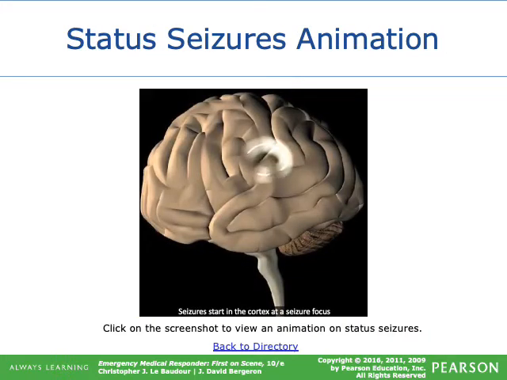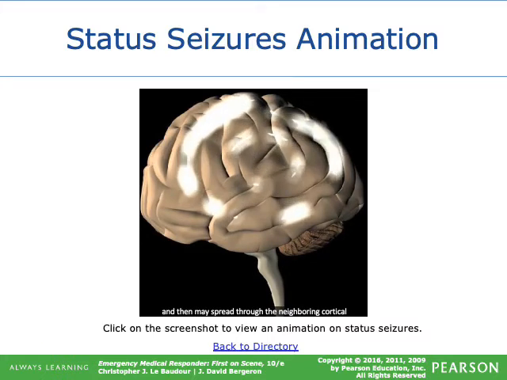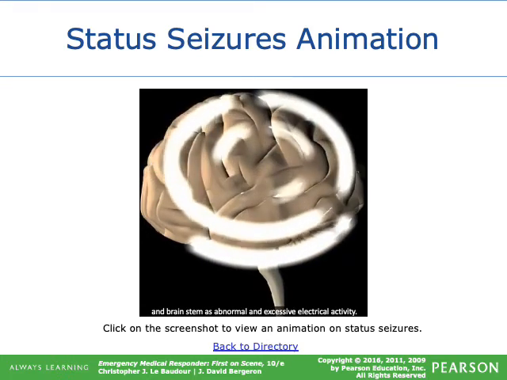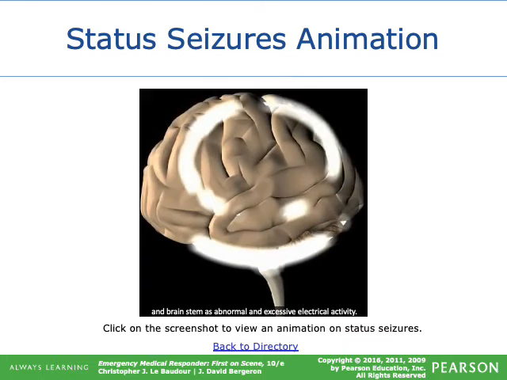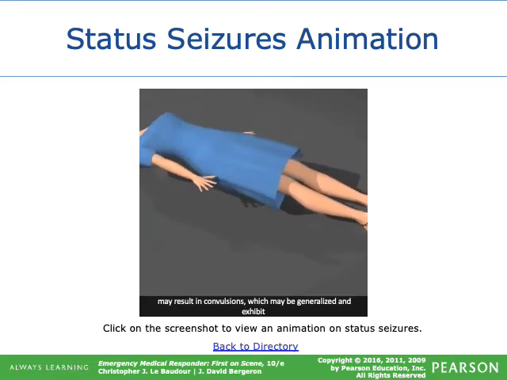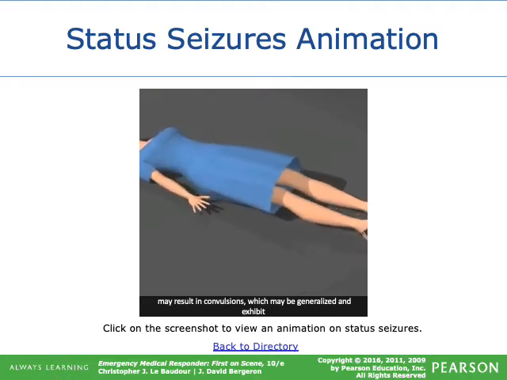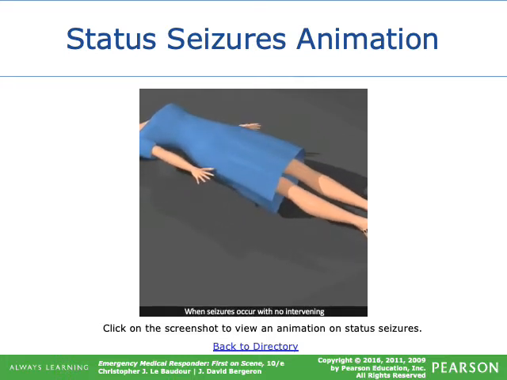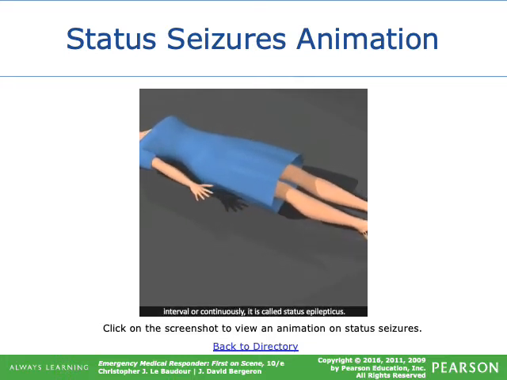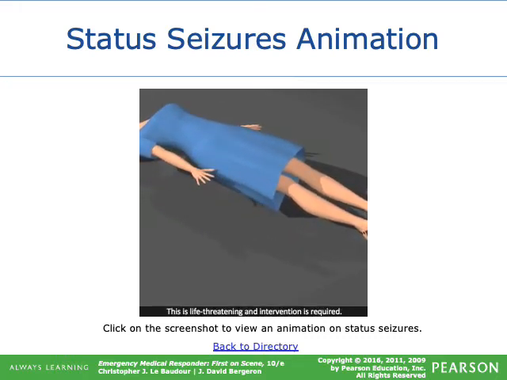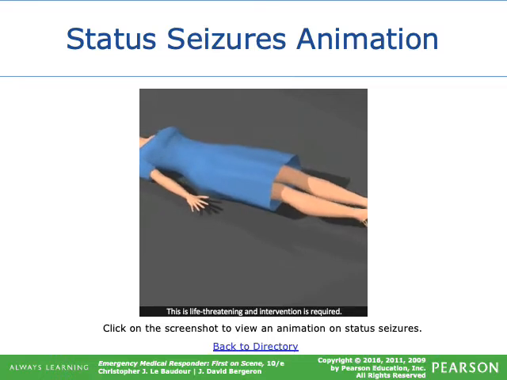Seizures start in the cortex at a seizure focus, and then may spread through the neighboring cortical structures, subcortical structures, and brainstem as abnormal and excessive electrical activity. The motor results of this activity may result in convulsions, which may be generalized and exhibit tonic and clonic phases. When seizures occur with no intervening interval or continuously, it is called status epilepticus. This is life-threatening, and intervention is required.